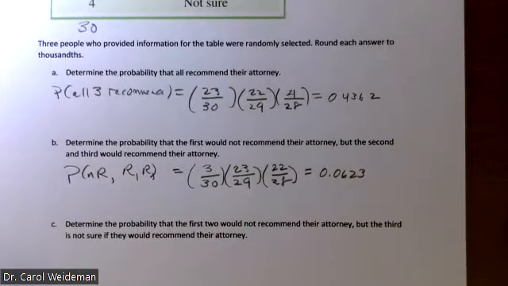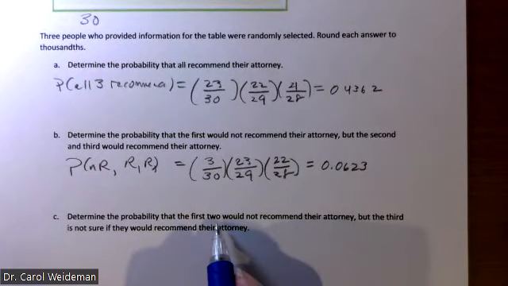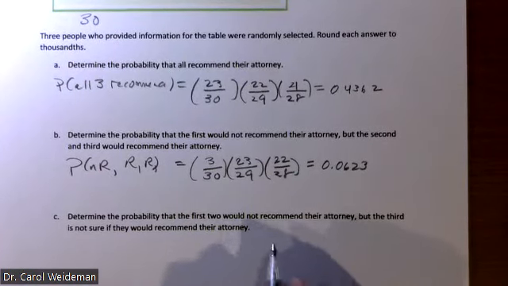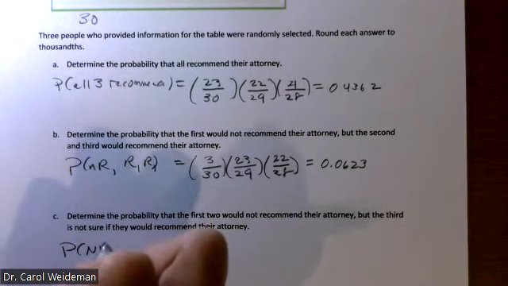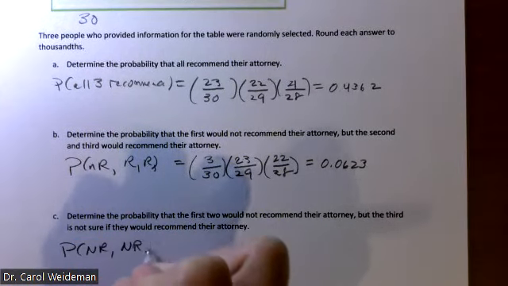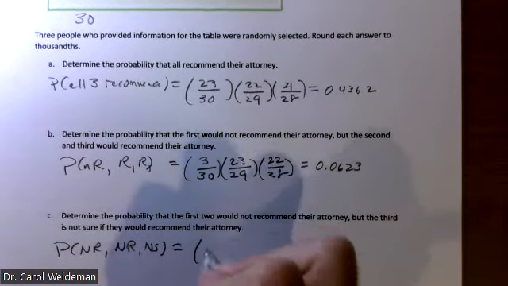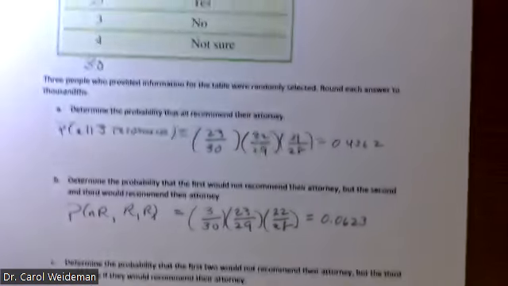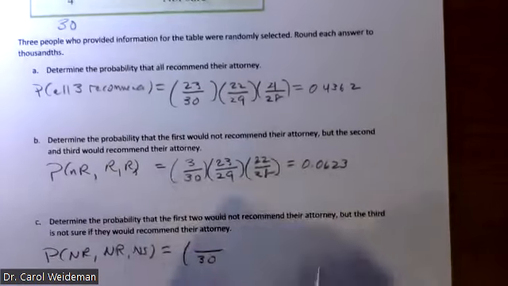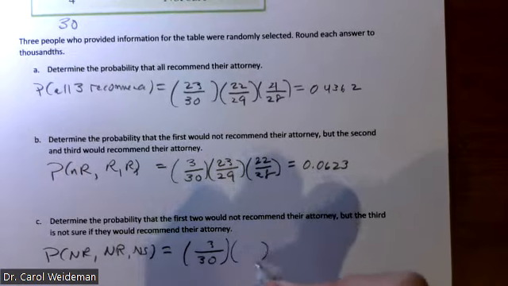All right, let's change it around again. Now we have the first 2 would not recommend, but the third one is not sure. So not recommend, and I'm going to abbreviate it that way, not sure. All right, so on the first draw, the 30 people, how many would not recommend? 3. All right, I'm going to take that person aside.